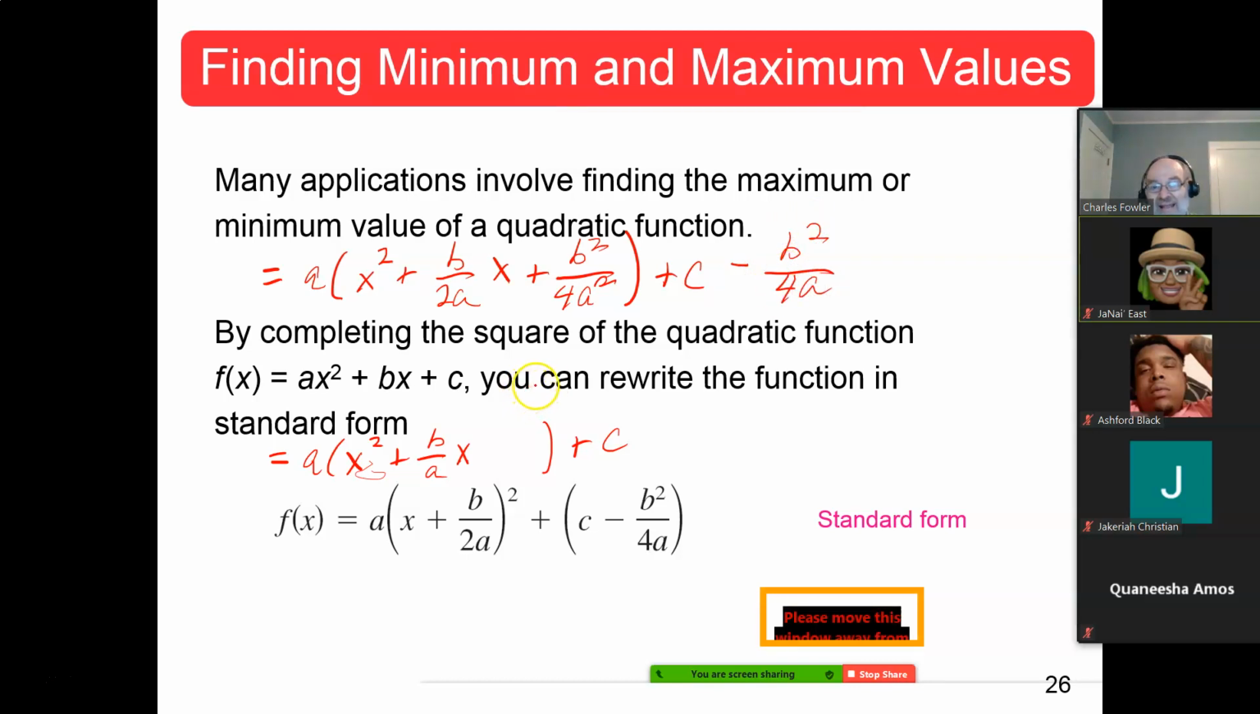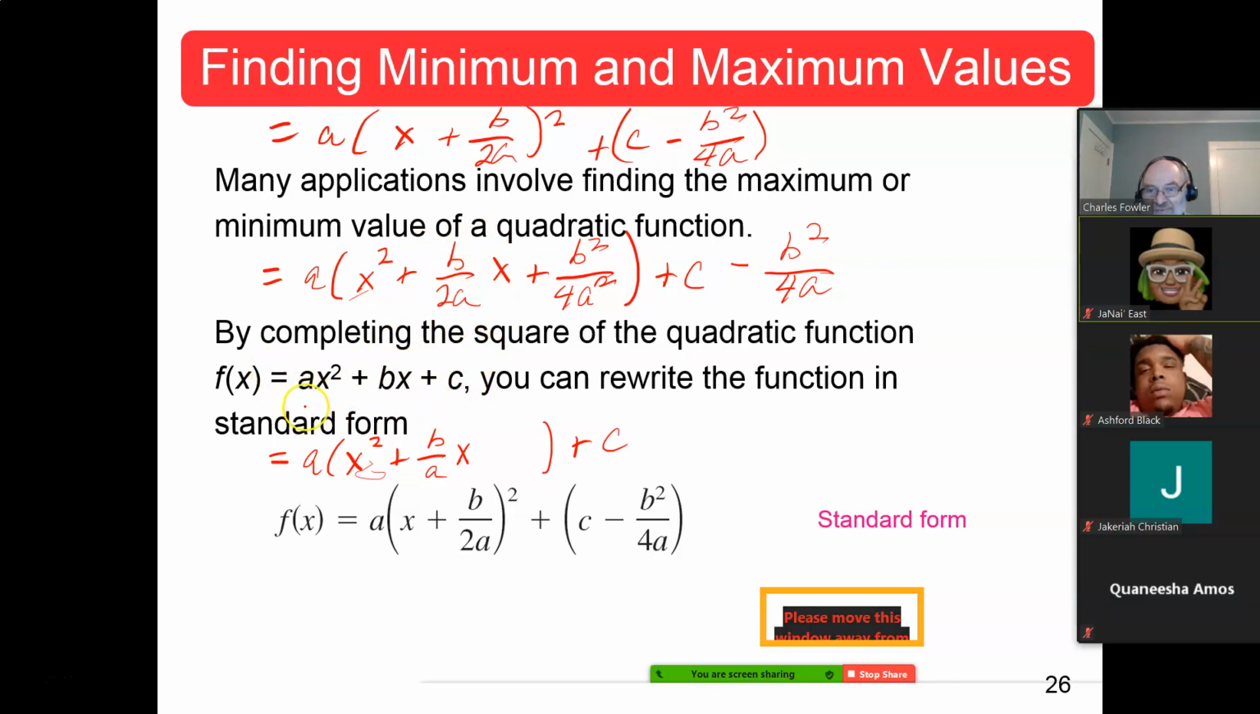Okay? Now, as soon as you take half of that, that gives you a times x plus b over 2a squared plus c minus b squared over 4a. Now that's using all letters, which makes it really confusing, but guess what? This is the standard form for this equation.